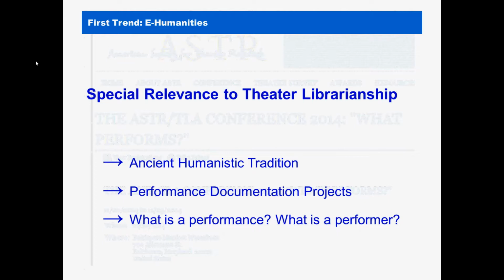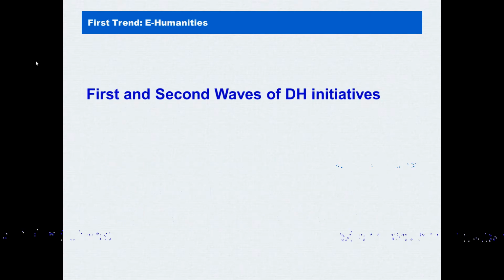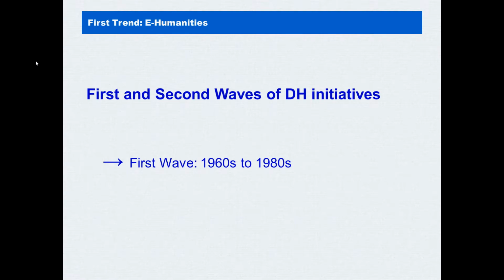E-humanities projects are a natural fit in this context because they examine these questions in original ways. Now, if we step back and look at the evolution of digital humanities over the years, we can see two distinct waves of initiatives. The first wave, which got underway in the 1960s, was focused on computerized processing of text.